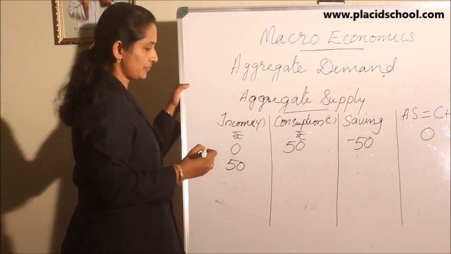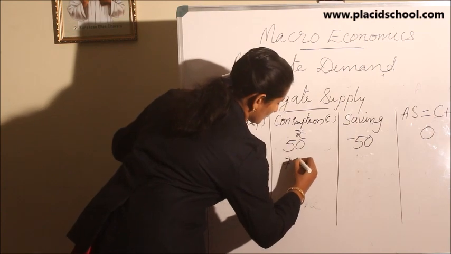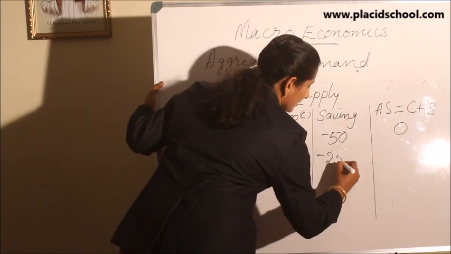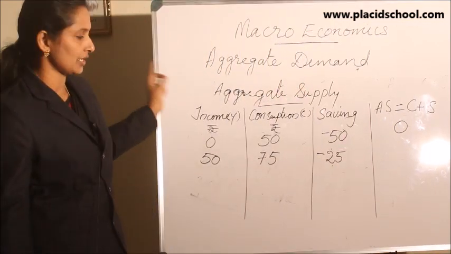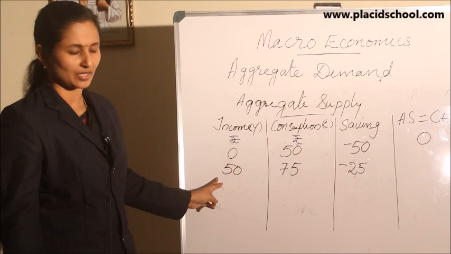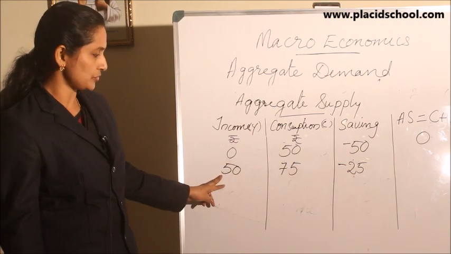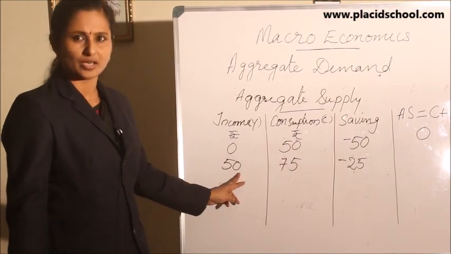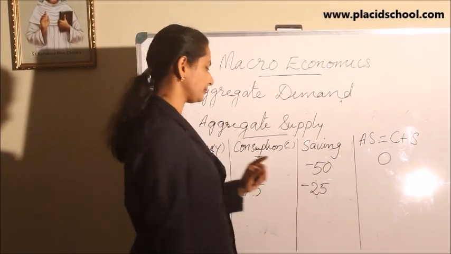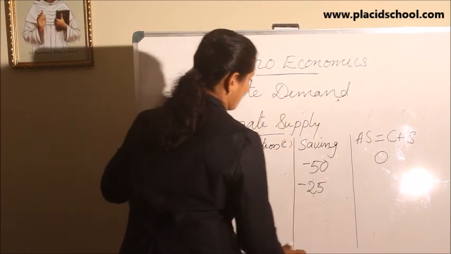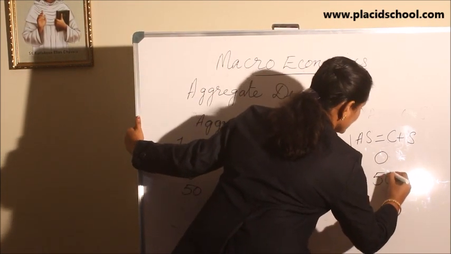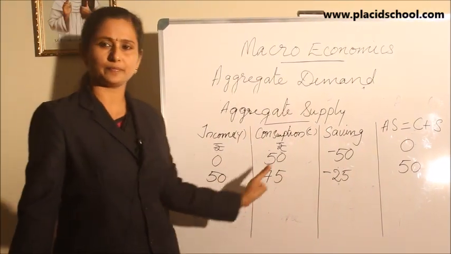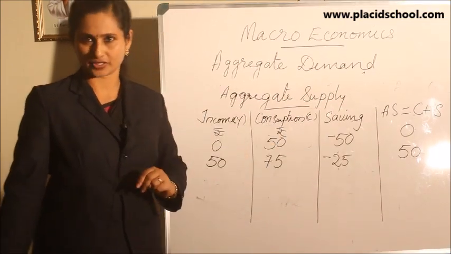Second level of income, 50 rupees. Consumption is 75 rupees. Minus 25 is the saving, because consumption is greater than income. Income is only 50 rupees and the consumption is 75 rupees. That means consumption is greater than income. Minus 25 is the saving. Aggregate supply is the sum total of consumption expenditure and saving. So 75 plus minus 25 is equal to 50.